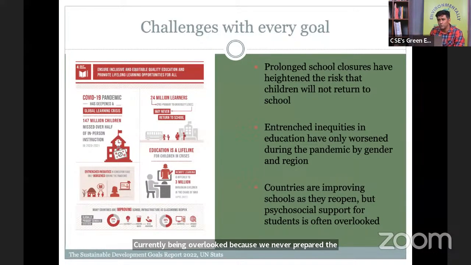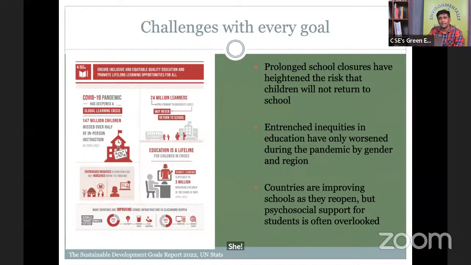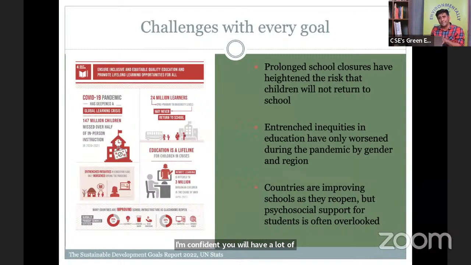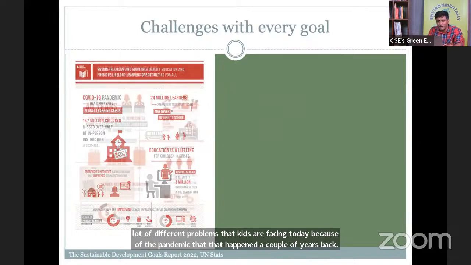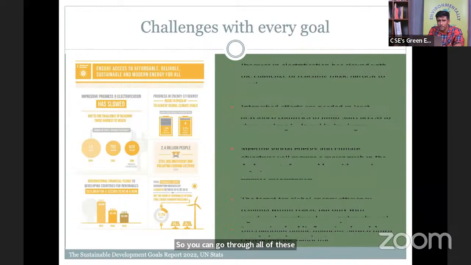I have a daughter who was roughly 2 or 3 years old when the pandemic happened. For the initial few years after the pandemic got over, she struggled in meeting and socializing with people. I'm confident you will have a lot of such examples, a lot of different problems that kids are facing today because of the pandemic that happened a couple of years back. So you can go through all of these individually, and I'm confident you'll be able to understand what the challenges are that exist over there.